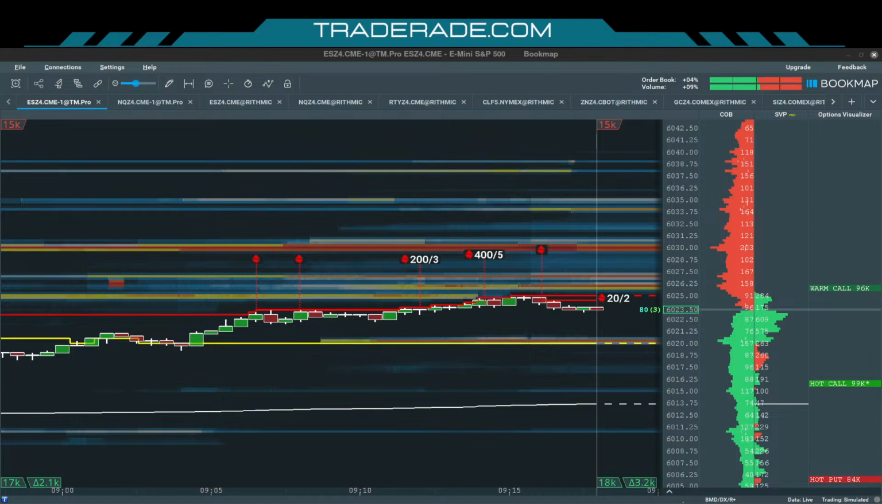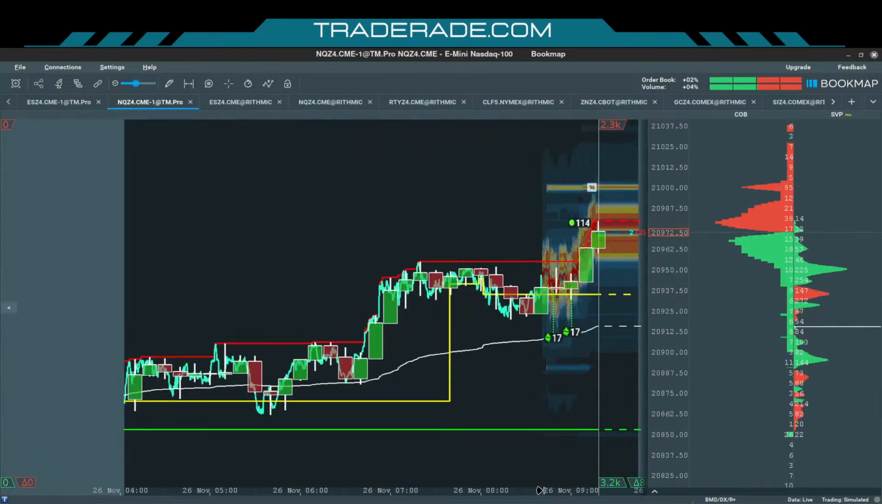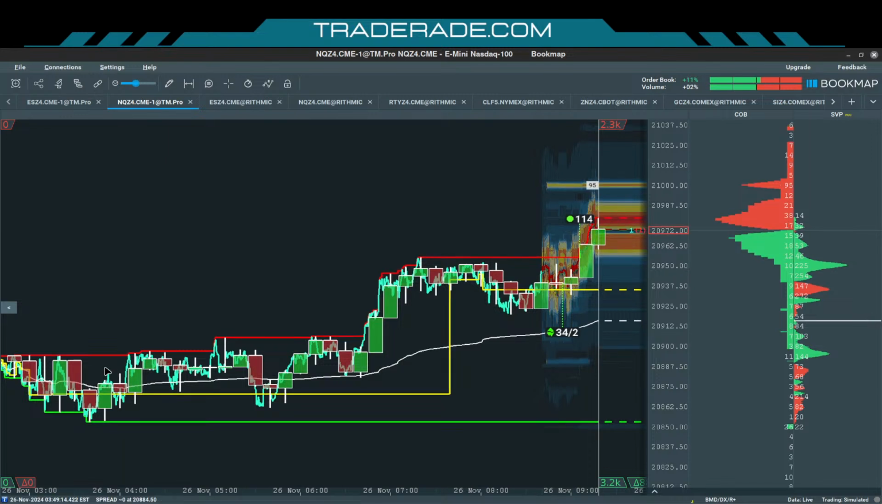So let's take a look around some of these futures before the market opens. NASDAQ, a similar story as S&P, climbing after that sell-off overnight. Starting to see a push higher, seeing some liquidity build up here around 21,000.